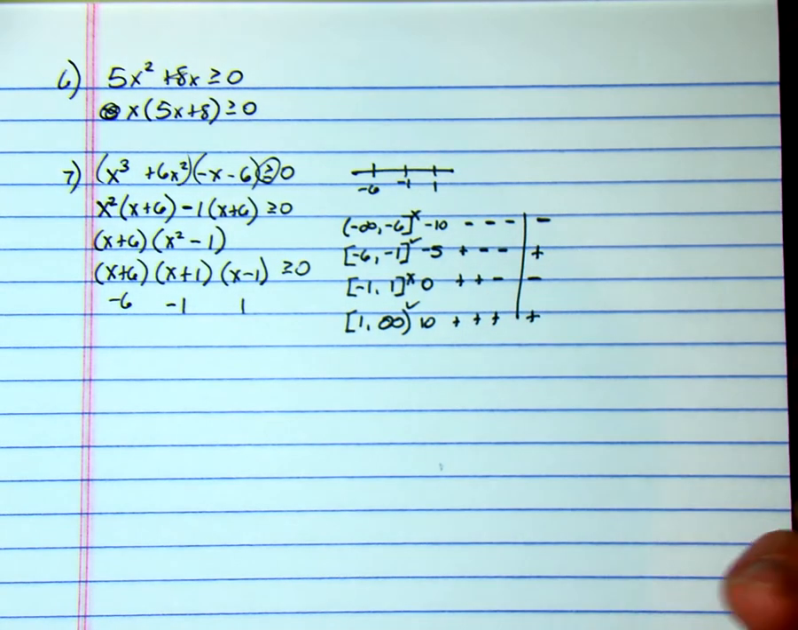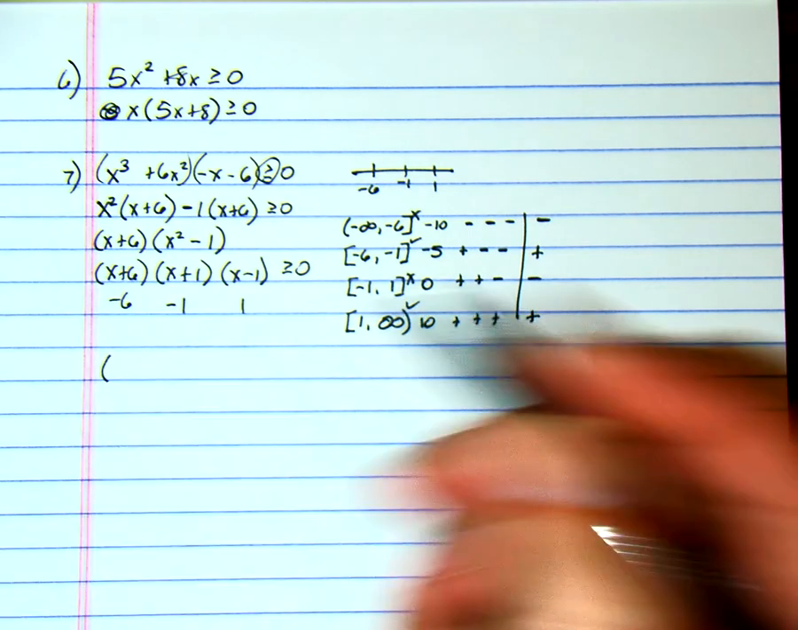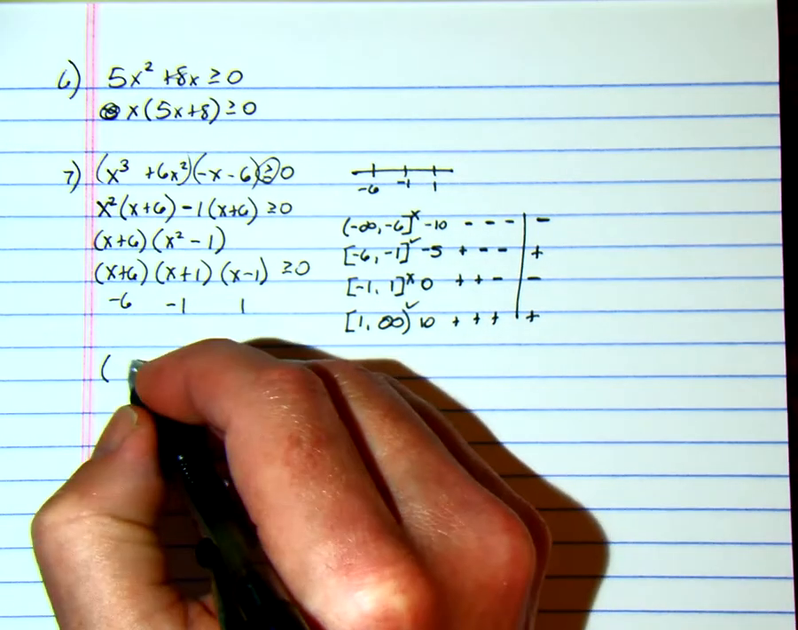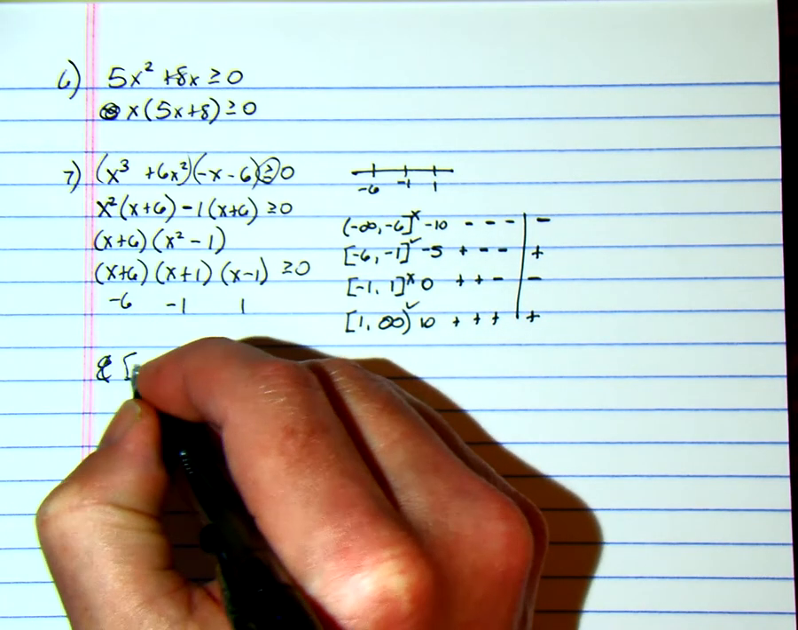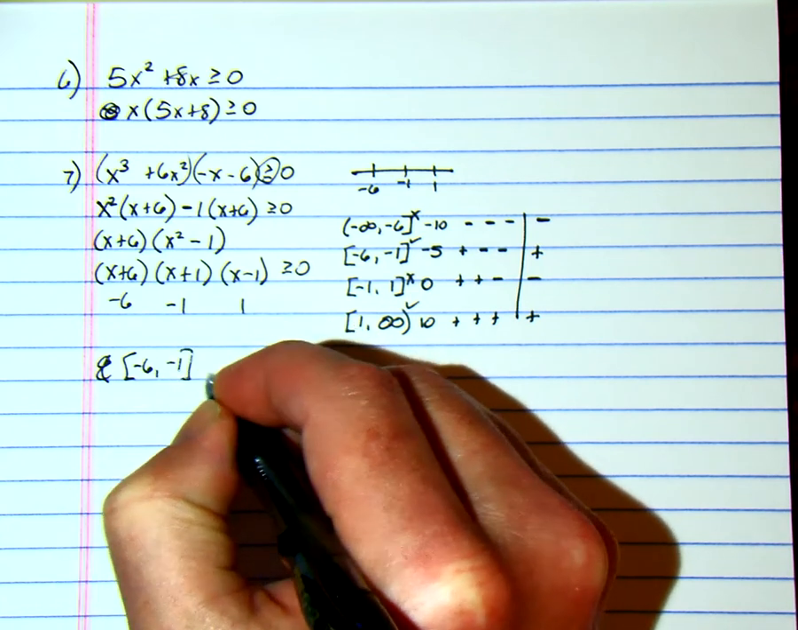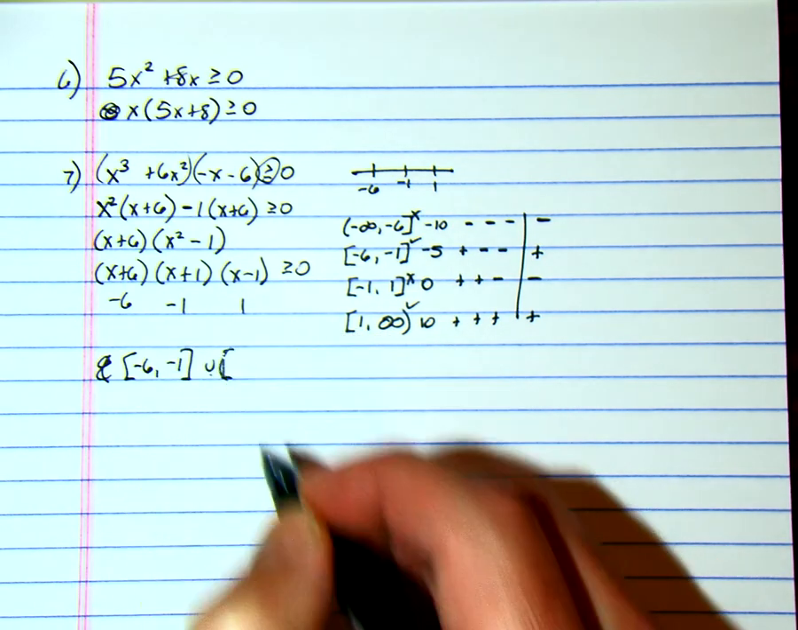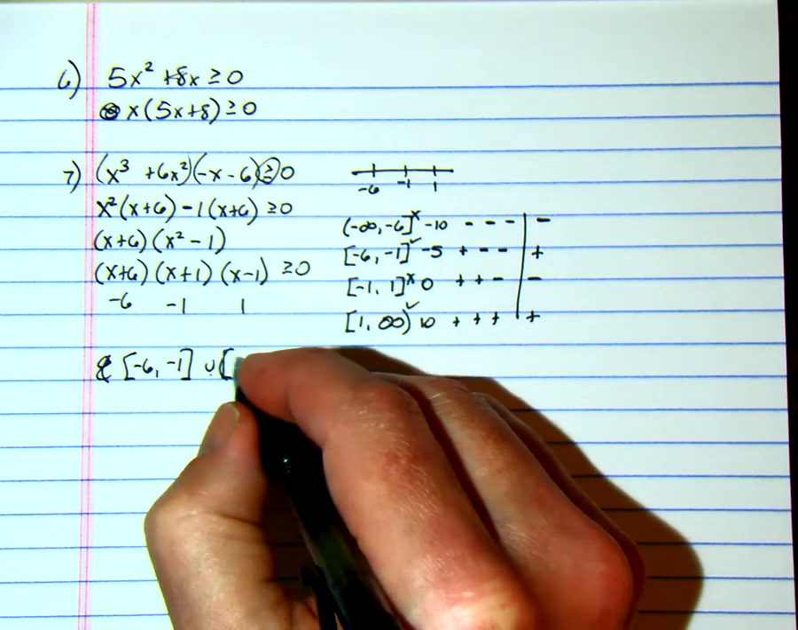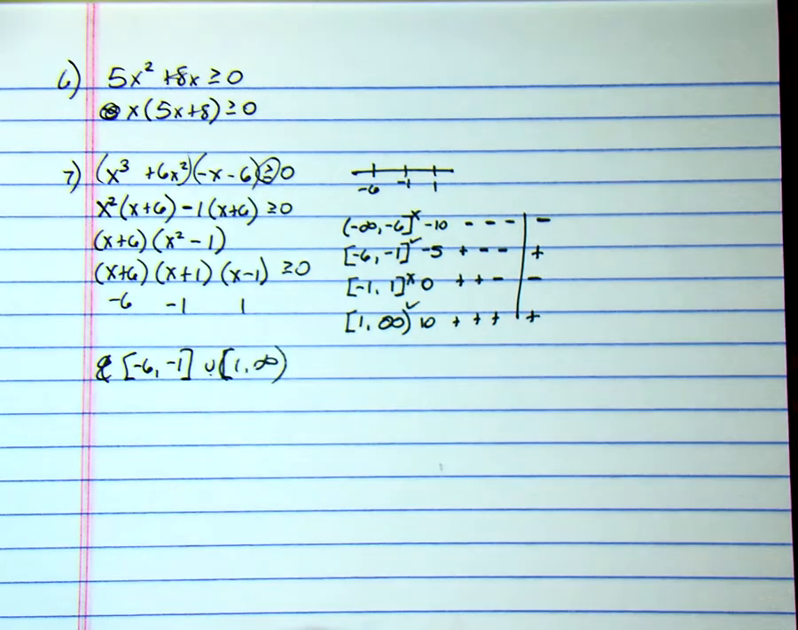So again, this is a multiple interval answer. It's going to go from negative 6 to negative 1. We're going to union that with, needing a bracket again, 1 to infinity. Okay, so that's where we're going.